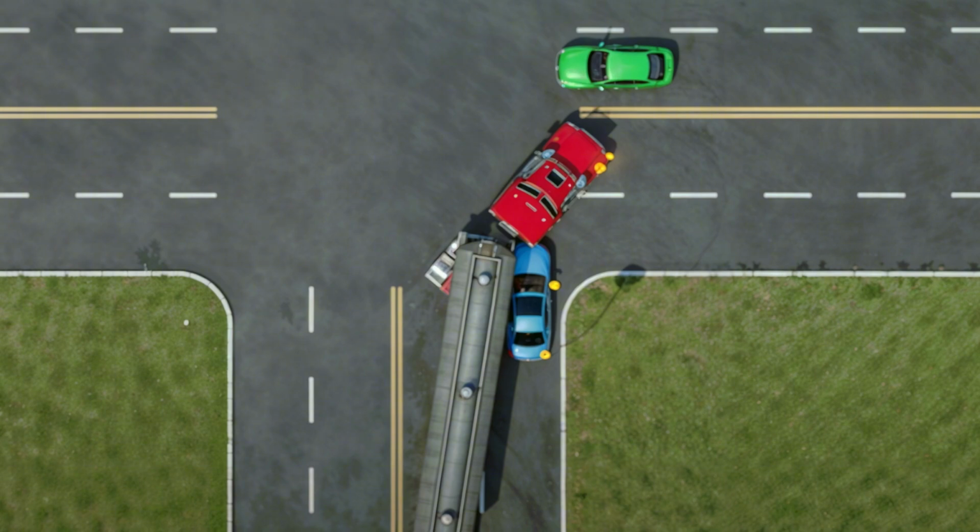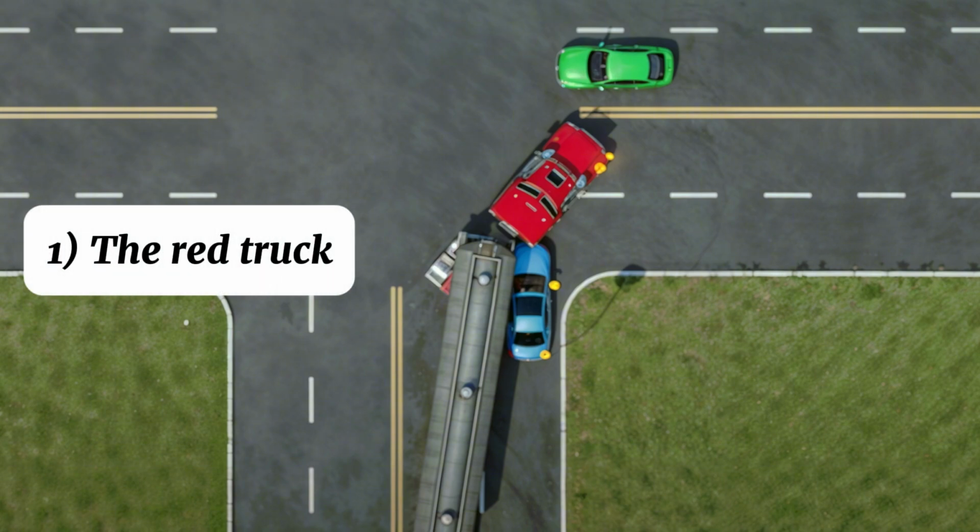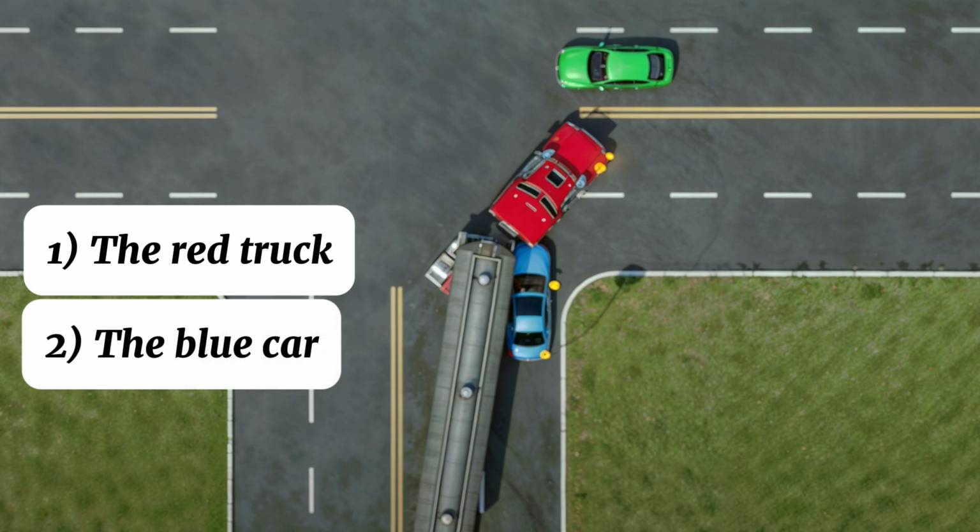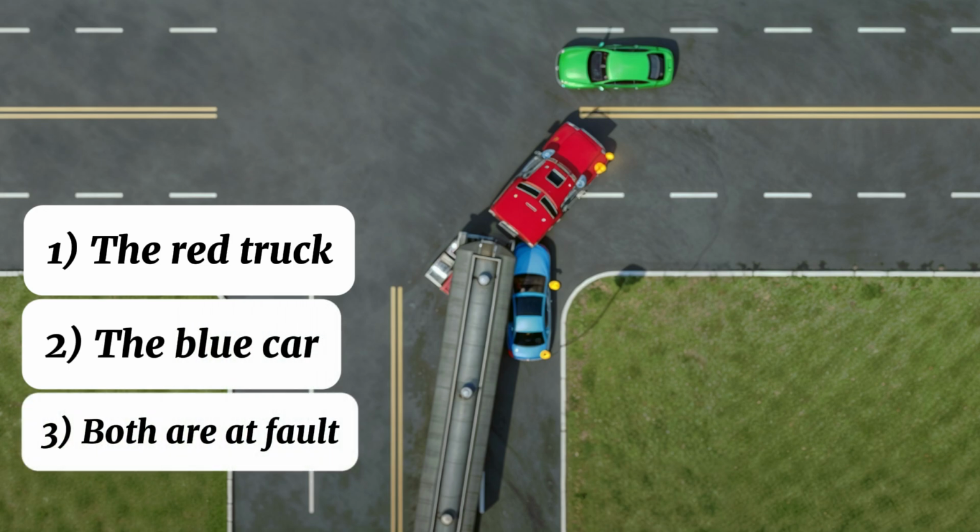So, here's the situation. A blue car and a red truck are approaching a T intersection. Both intend to turn right, and a collision occurs. Who is to blame in this situation? Choose one of the following options. 1. The red truck. 2. The blue car. 3. Both are at fault.